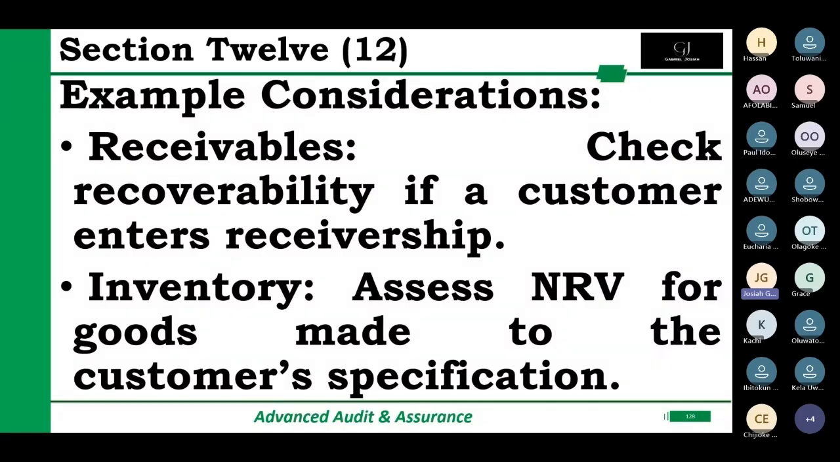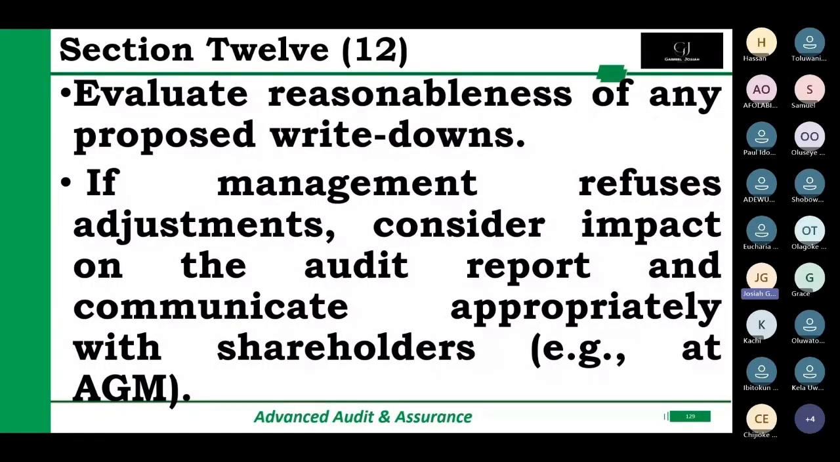Also, inventory. For high value inventory, he needs to assess net realizable value for goods made to the customer's specification. So where there is material inventory that could distort the actual position of the financial statements and is brought to his attention, these are examples of amendments that must be made. He needs to evaluate the reasonableness of any proposed write-downs, whether in assets, liabilities, or any obligations in the statement of financial position of the company. And if management refuses some of these adjustments, he needs to consider the impact on the audit report and communicate appropriately with shareholders.